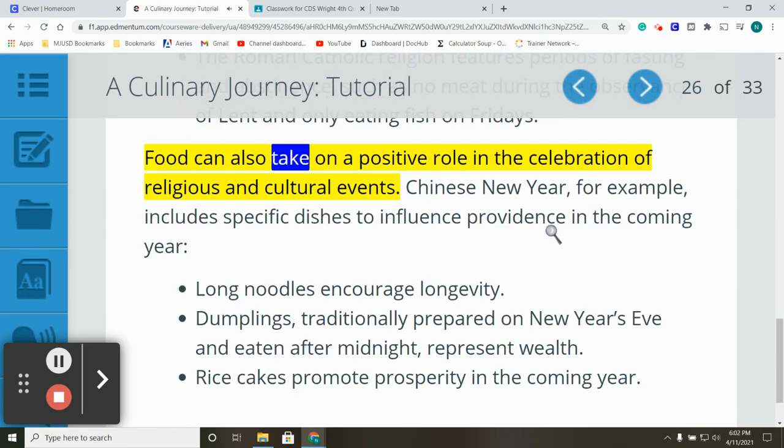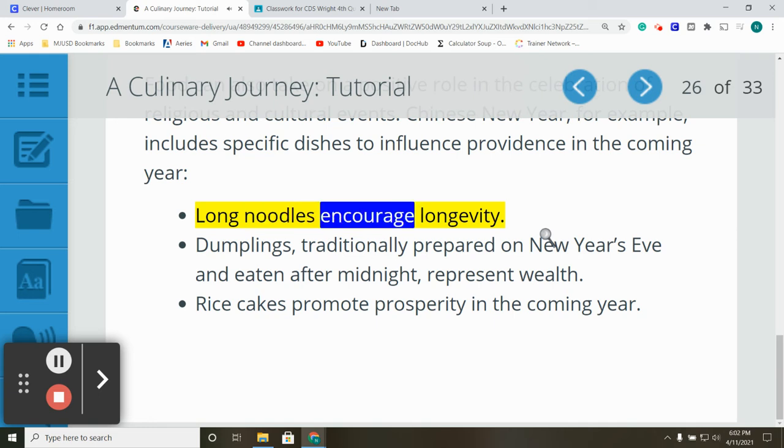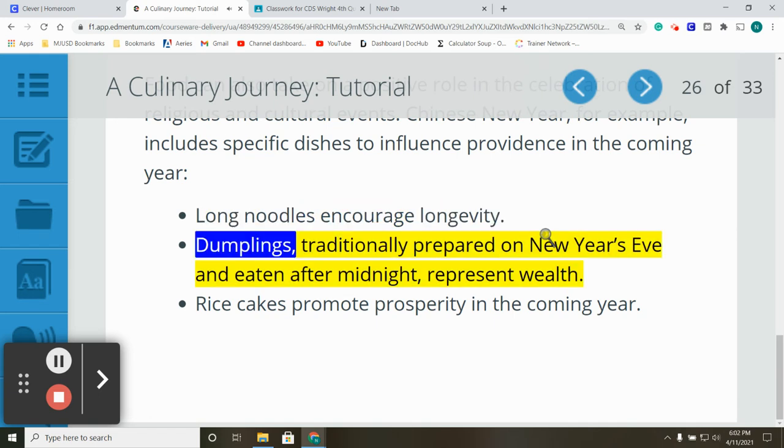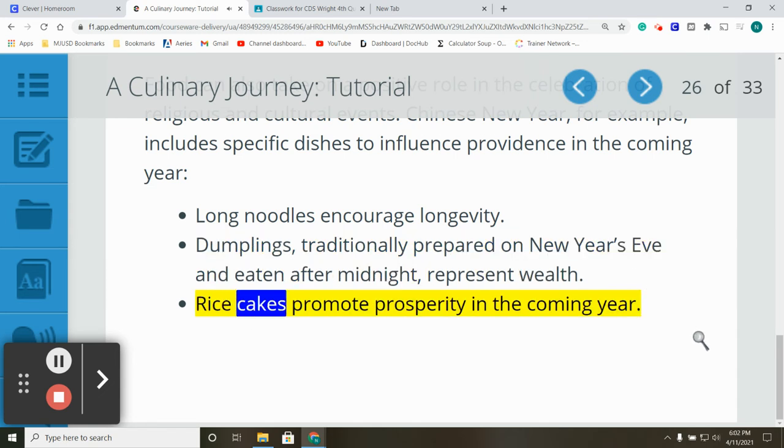Food can also take on a positive role in the celebration of religious and cultural events. Chinese New Year, for example, includes specific dishes to influence providence in the coming year. Long noodles encourage longevity. Dumplings, traditionally prepared on New Year's Eve and eaten after midnight, represent wealth. Rice cakes promote prosperity in the coming year.